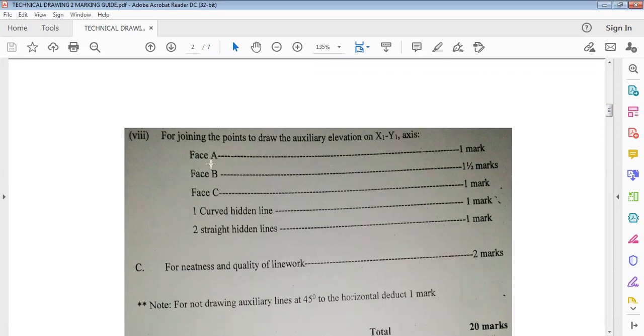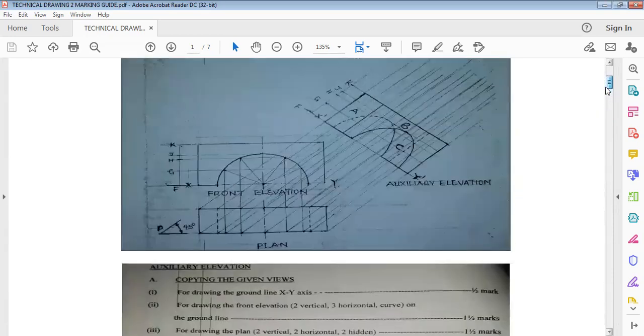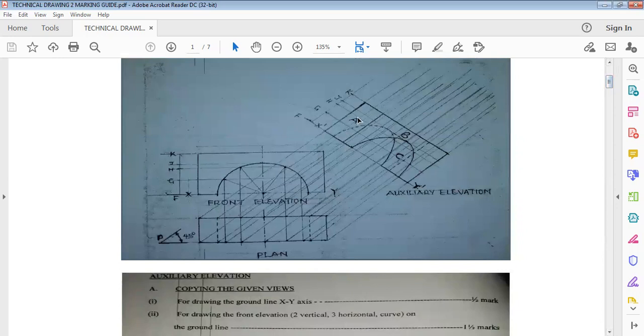Okay, now it is divided into 3 parts or into 5 parts. As you can see here, phase A, 1 mark. So where is phase A? For joining the points together to get this phase A here, this rectangle, you have 1 mark for that.